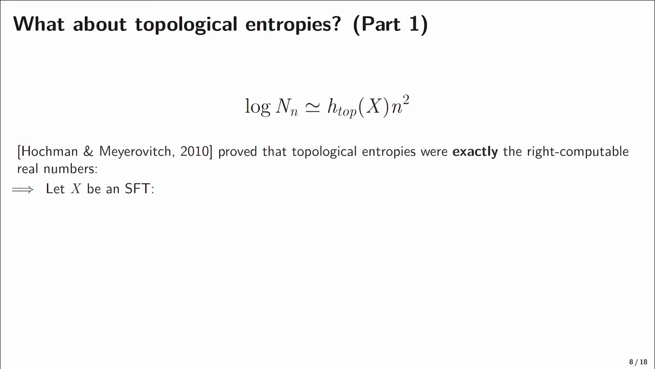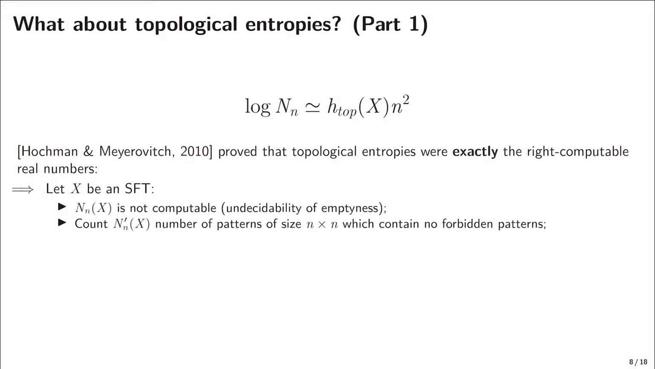So, this proof is in 2 parts. First, if you take an SFT, we prove that the entropy of the SFT is right computable. First of all, I have to mention that the complexity function is not computable. Indeed, it was proved a long time ago that the emptiness of a subshift is undecidable. And of course, the complexity function is equal to 0 if and only if the subshift is empty, so you can't hope to compute the complexity function here.